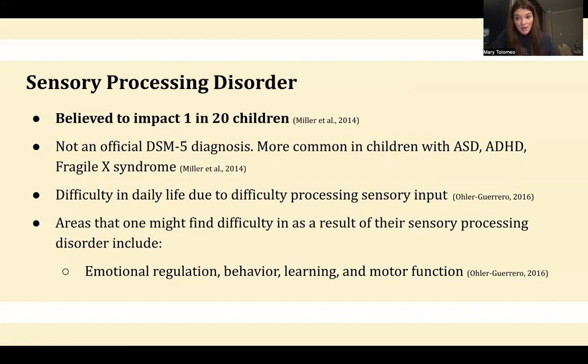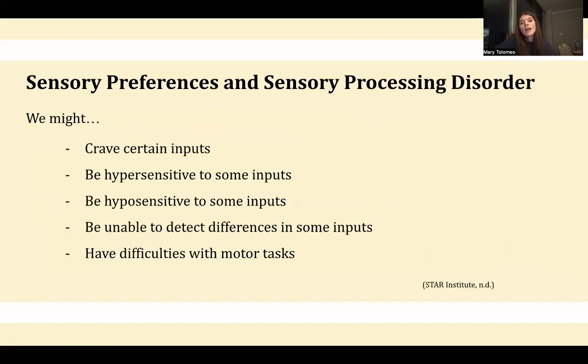And additionally, some of us have sensory processing disorder, and it's believed to impact 1 in 20 children. It is more common in children with ASD, ADHD, Fragile X syndrome. This is not an official DSM-5 diagnosis. Sensory processing disorder, someone has this whenever they have difficulty in their daily life due to their difficulty with processing sensory input. And we might see some different areas that one might have difficulty in as a result of having SPD. These might include emotional regulation, behavioral learning, and motor function difficulties.